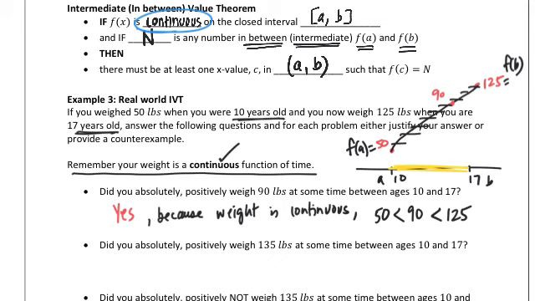Okay, next question. Did you absolutely positively weigh 135 pounds at some time between ages 10 to 17? And the answer here, pause the video and think about it, would be no. And the reason is because 135 is greater than f of b, or 125, right? So clearly I just drew this picture for you here. It shows that I could have gone from 50 to 125 without hitting 135.